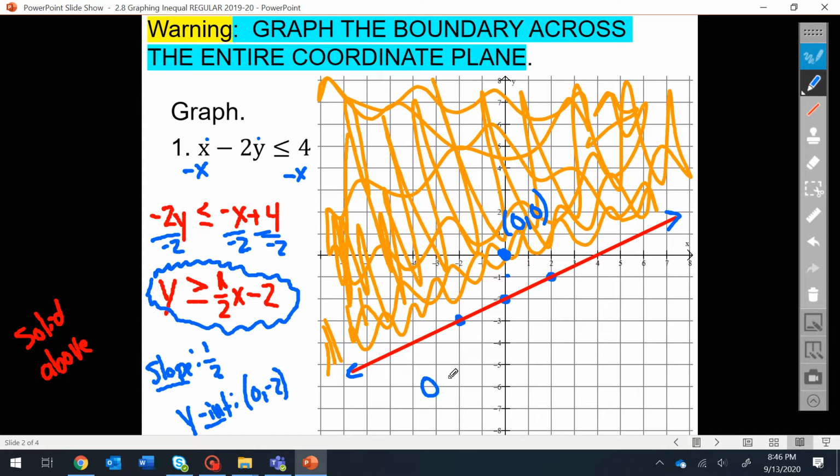So I'm going to have 0 minus 2 times 0 less than or equal to 4. 0 minus 0 is 0. 0 is less than or equal to 4. And that's true. 0 is less than or equal to 4. So 0, 0 should be a solution, and it is. It's in the shaded area, so it is a solution to my original equation.